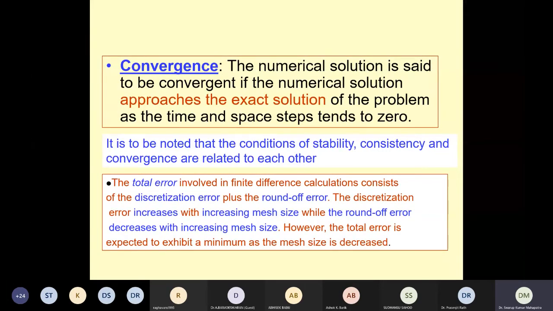So the total error which we are handling is likely to disturb the stability or the convergence, and therefore we need to analyze and understand whether the scheme is stable, and whether we are getting convergence or not.